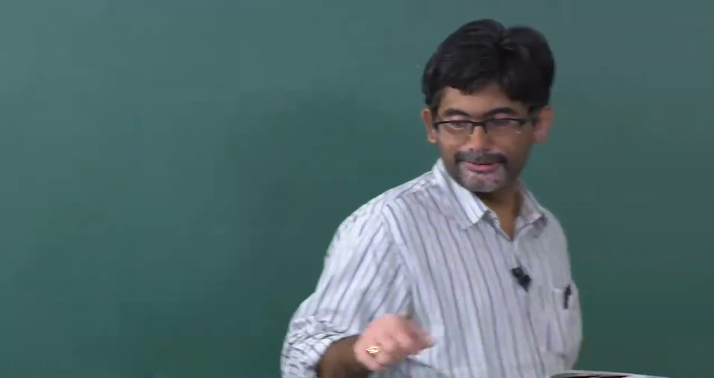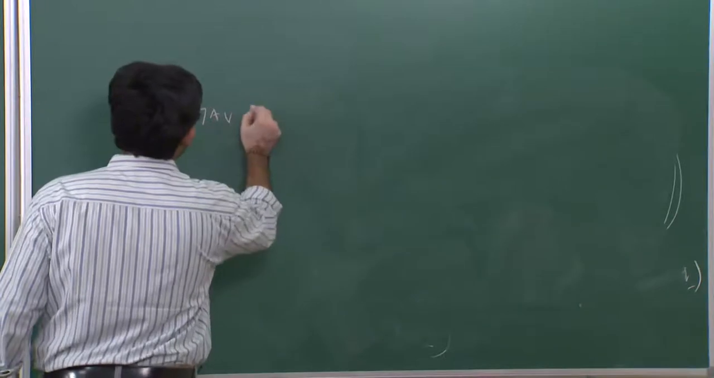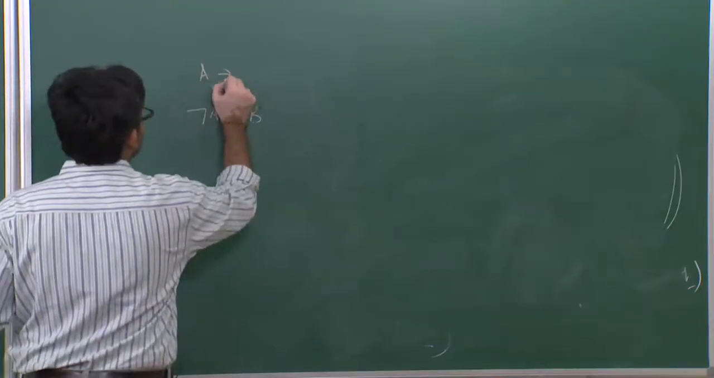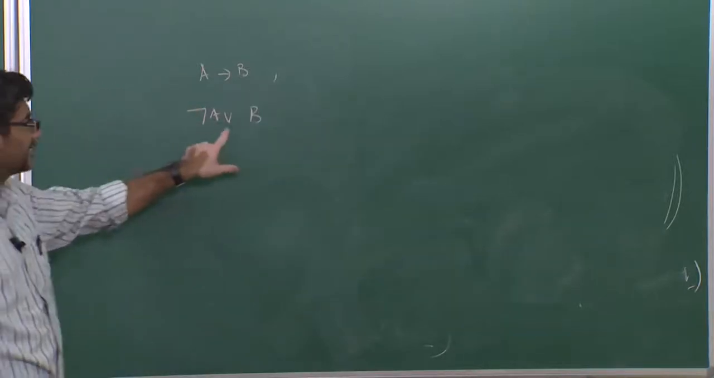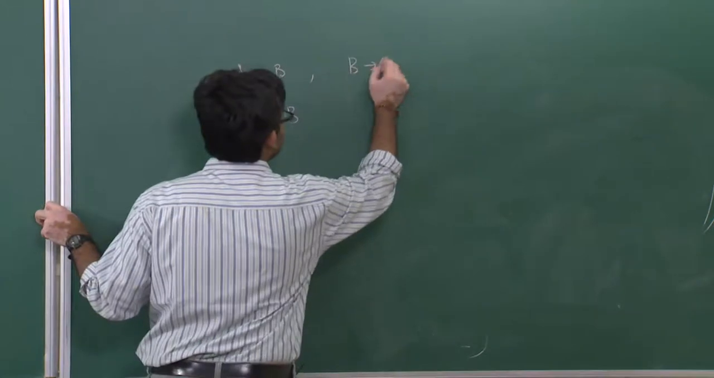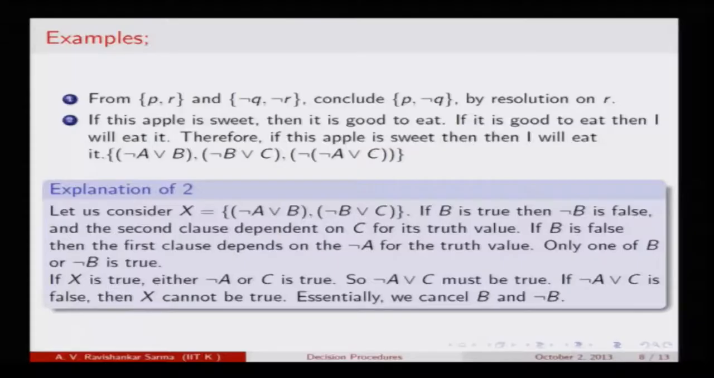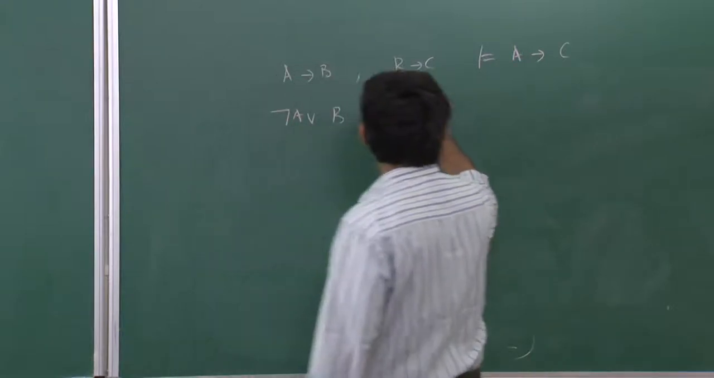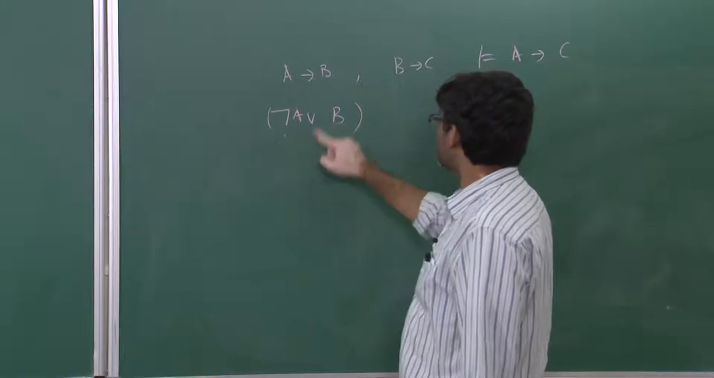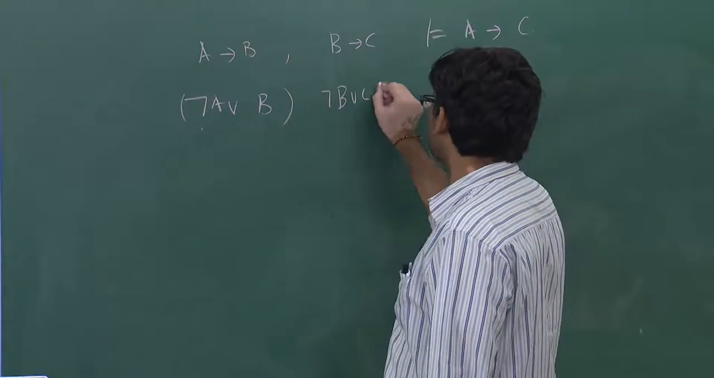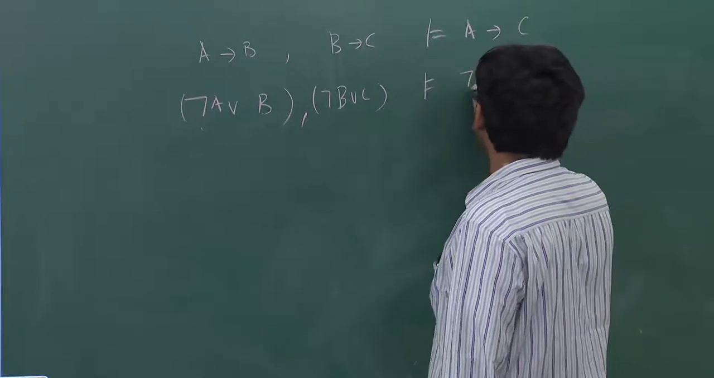Now let us consider these things. The first is not A or B. If the apple is sweet then it is good, in this particular format, is nothing but not A or B, by definition. The second statement is also like this: B implies C. The conclusion is: if this apple is sweet then I will eat it, so that means A implies C. Now the corresponding definitions we can write like this, each one is considered to be a conjunction, C1 and C2, and obviously something leads to, so it is not B or C, and then we have not A or C.